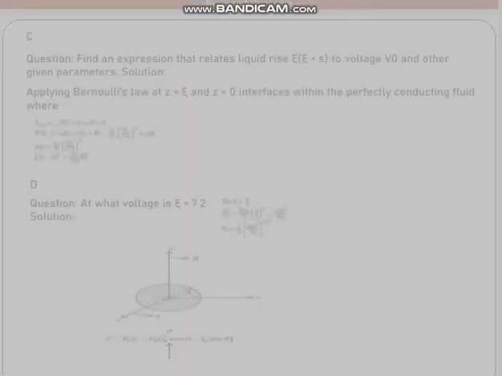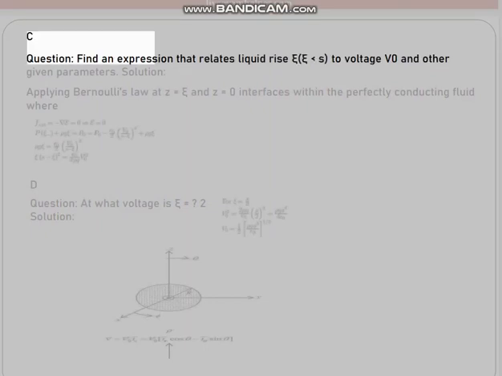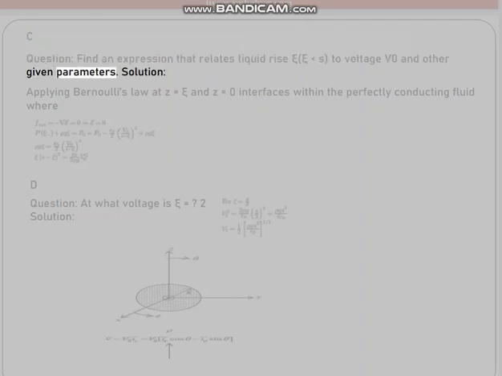C question: find an expression that relates liquid rise psi to s and voltage V0 and other given parameters. Solution: applying Bernoulli's law at z equals psi and z equals 0 interfaces within the perfectly conducting fluid where. D question: at what voltage is psi equals s/2? Solution.